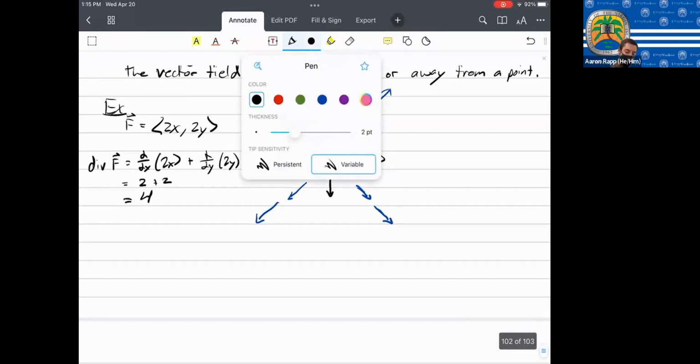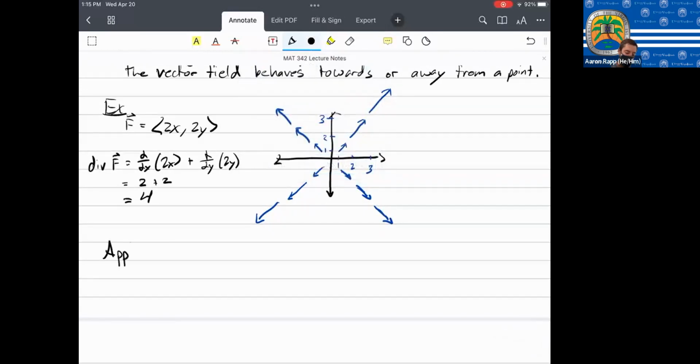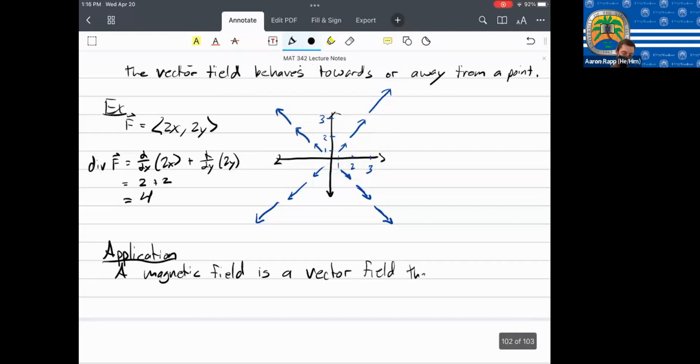This actually has many applications, one of which is in magnetic fields. A magnetic field is just a vector field that models the influence of electric currents in magnetic materials.